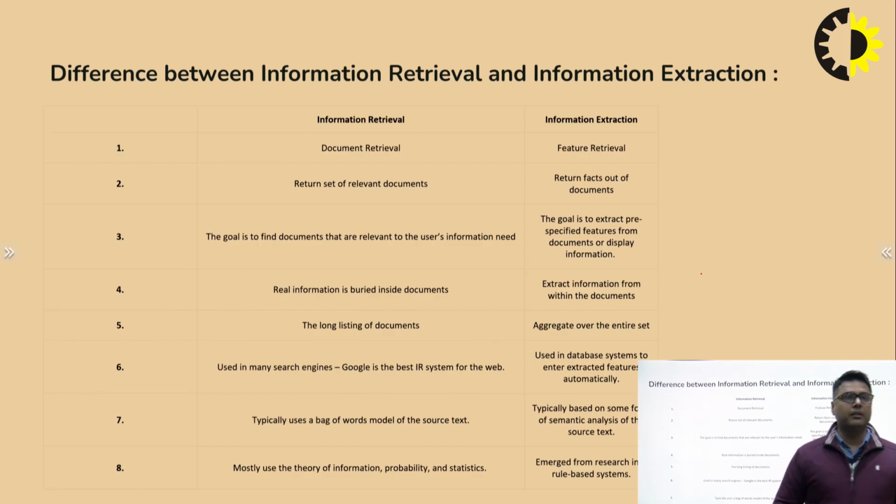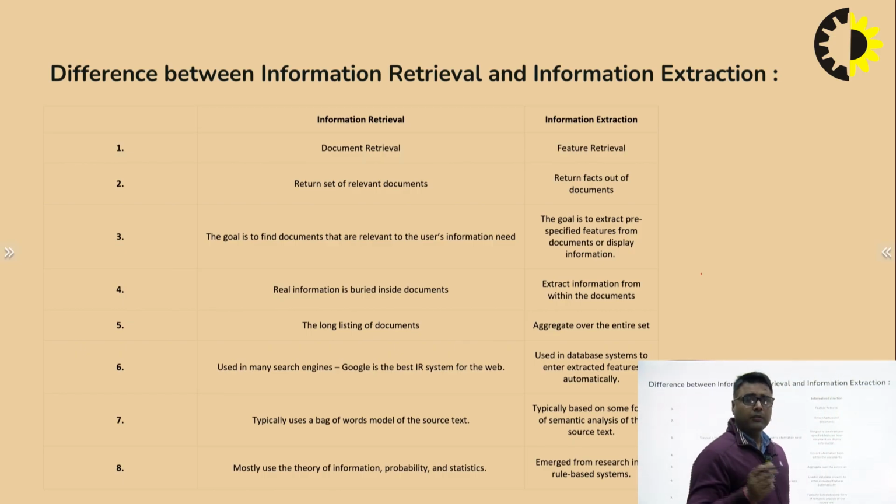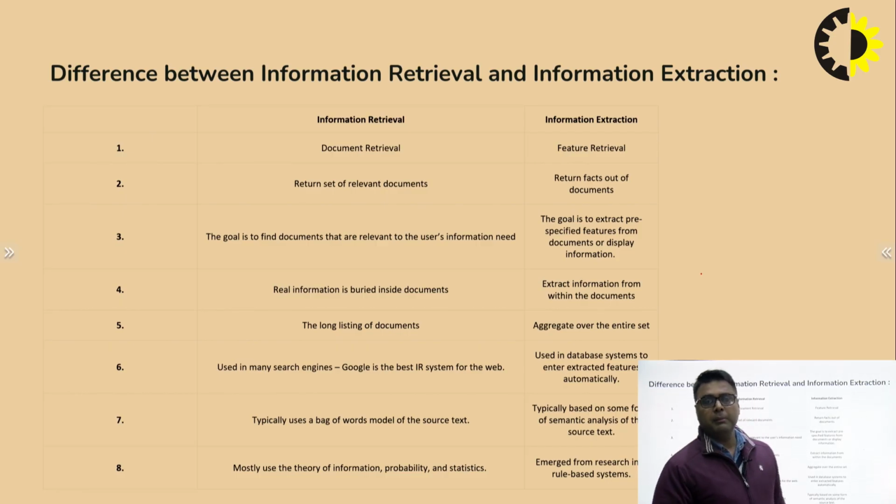Real information is buried inside documents. First you discussed the long listing of documents. Many search engines, like Google, typically use a bag of words model on the source text and mostly use the theory of information probability statistics. Information extraction is just the opposite: it extracts information from within the documents, aggregates over the entire set, using database systems to enter extracted features automatically. The last point is that it is typically based on some form of semantic analysis of the source text.